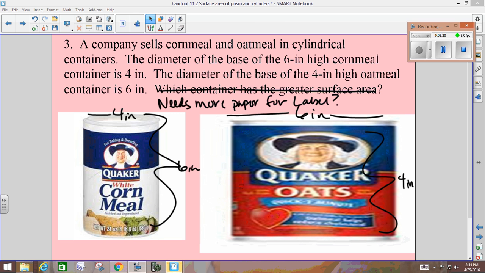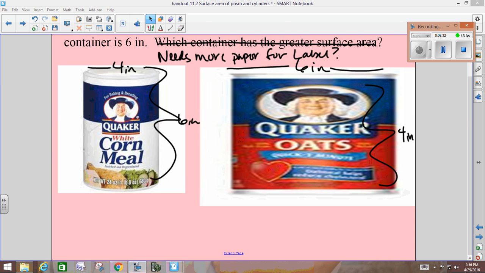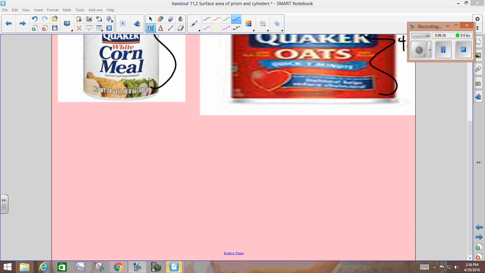Well, think about my salt container, the label in green. Is it on my bases? No. So just find the lateral area. Yeah, it is. It's actually less work. All right, so for the label, you only need lateral area, which is perimeter times height.